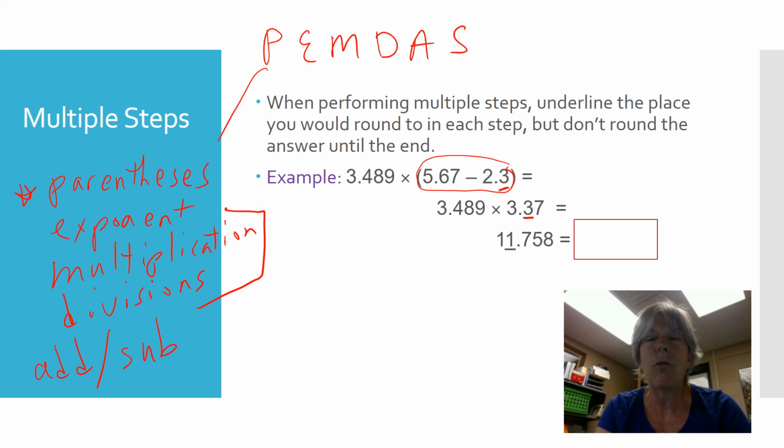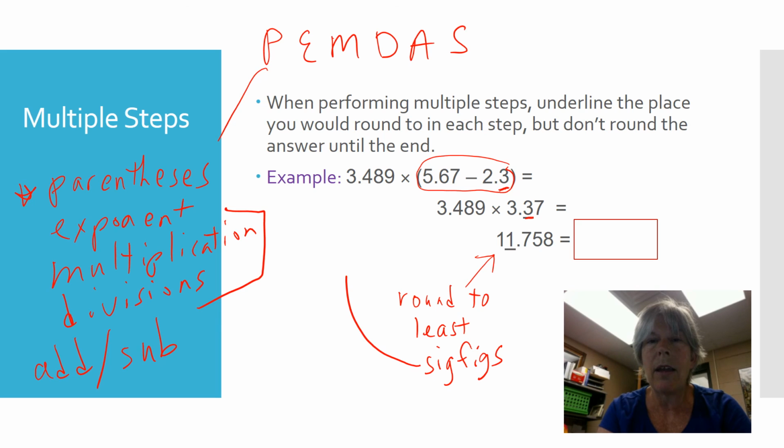Okay, next step is to multiply the answer that we got, the 3.37 times the 3.489. When you do that, you get 11.758. Now, when we do that step, we want to round this one to the least sig figs, to the least number of significant figures that we had in these two numbers. Just to remind you, this we should have been rounding to the least number of decimal places, which is why I underlined the 3 here.